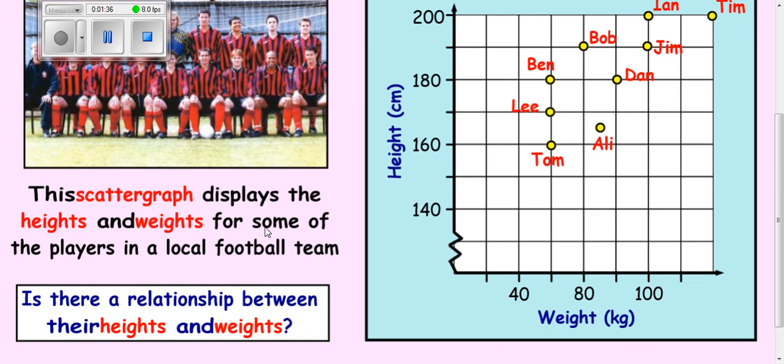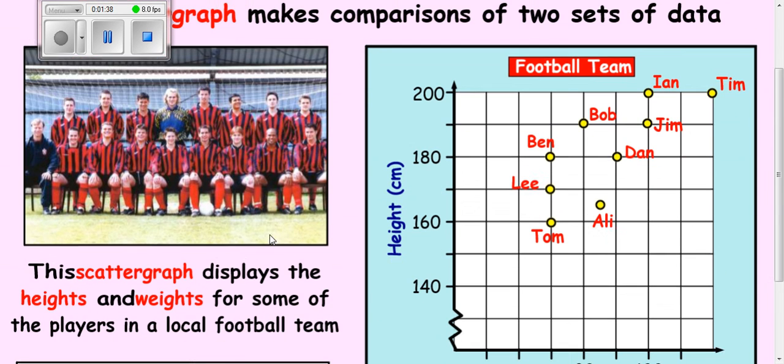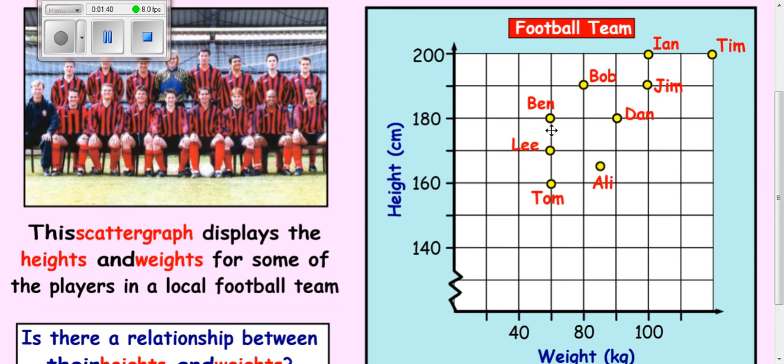Let's look at this one here. So if we want to read off the information on this, on football teams, and we want to look at the weight and the height of each player. If we look at Ben, now if we read down for Ben, Ben is 60 kilograms and 180 centimetres high. If we look at Bob, Bob is 80 kilograms and he's 190 centimetres high, and so on. And that's basically how to read a scatter diagram.